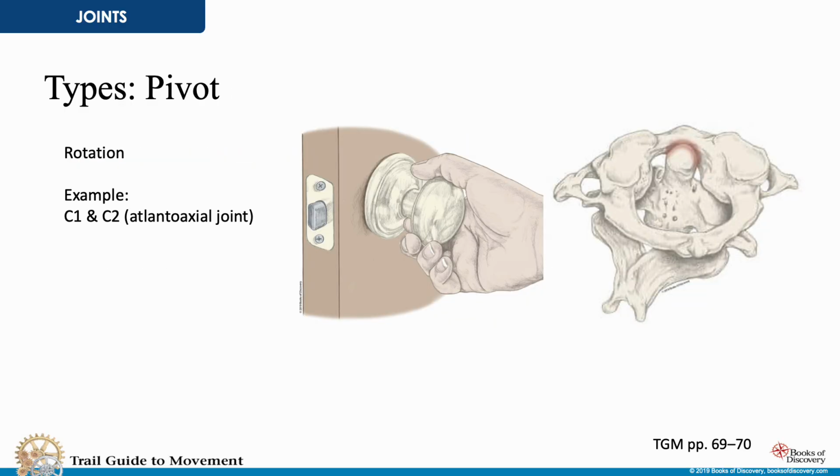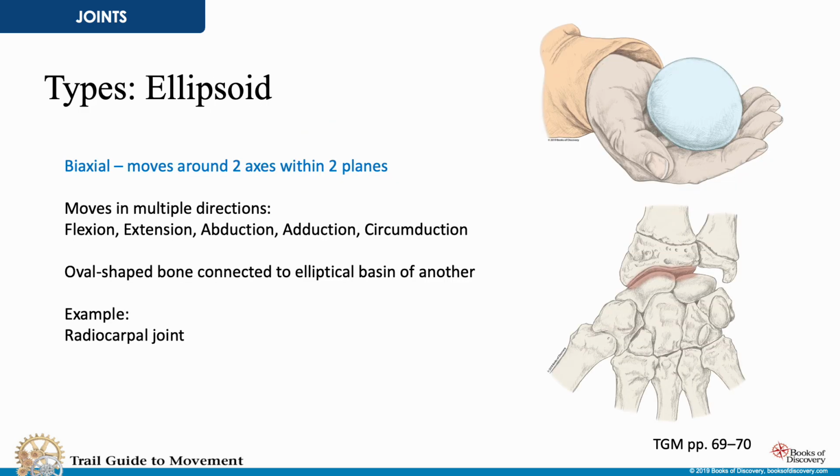Next, we have pivot, and that allows for rotation. An example of this is C1 and C2, the atlantoaxial joint, which allows our neck to pivot around. Ellipsoid joints are biaxial, so that means they move around two axes within two planes. Movements in multiple directions, so you have flexion, extension, abduction, adduction, and circumduction. An oval-shaped bone connects to the elliptical basin of another. The example of this would be the radiocarpal joint.